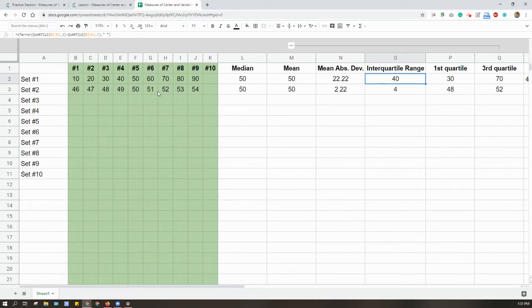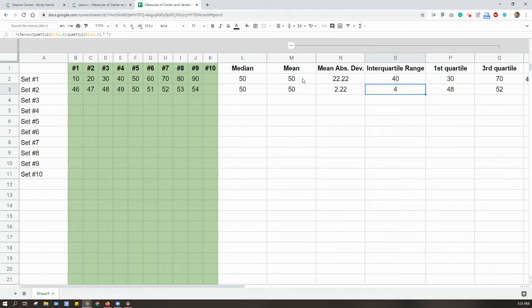If we do the same thing for set number 2, we get a first quartile of 48, a third quartile of 52, and those are only 4 apart. So again, the interquartile range for set number 2 is a lot smaller. So we can see in set number 2 that they are a lot closer together because the interquartile range is smaller and the mean absolute deviation is also smaller.